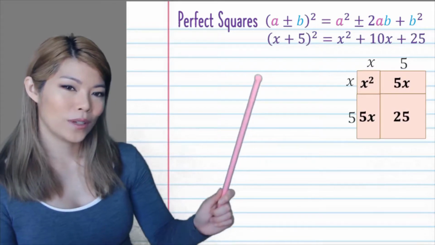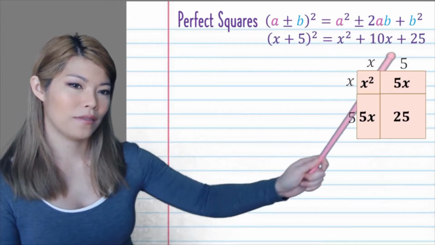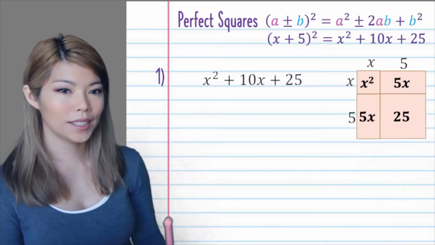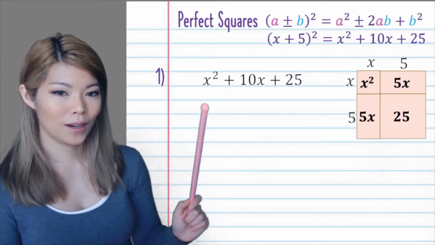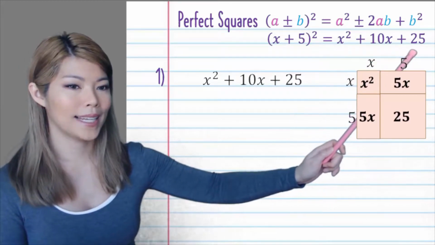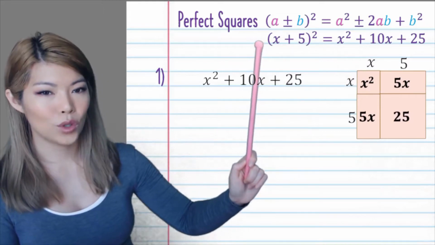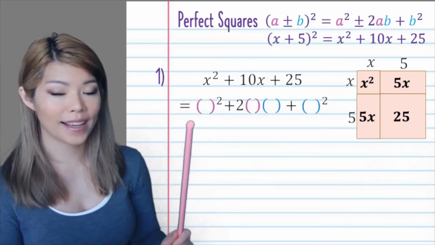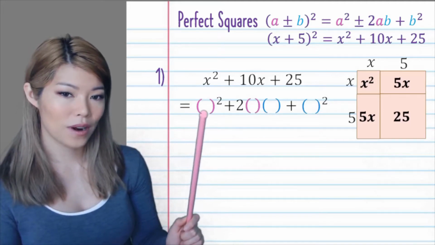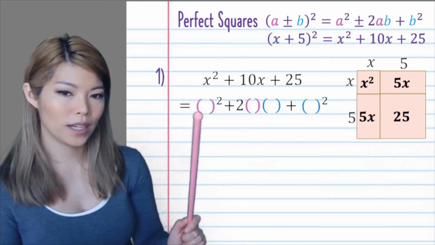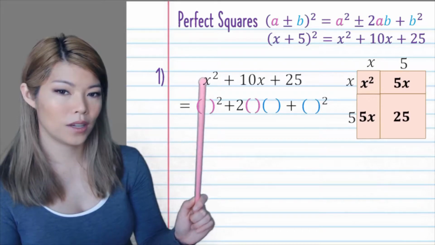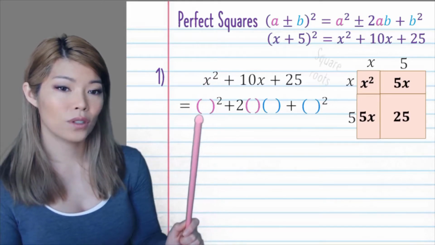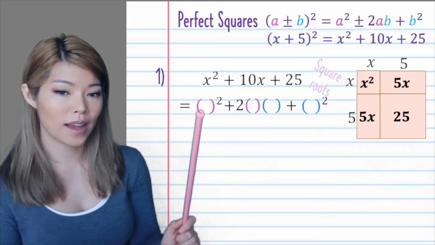Recall that last time we did (x plus 5) squared gave us that. So today we're going backwards. We want to get from x squared plus 10x plus 25 back to (x plus 5) squared. How do we do that? Let's use the brackets. So how do we get to the brackets? What do we put in this bracket to make it equal to x squared? We would have to square root it. So we would write x.